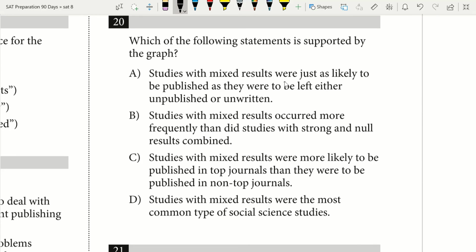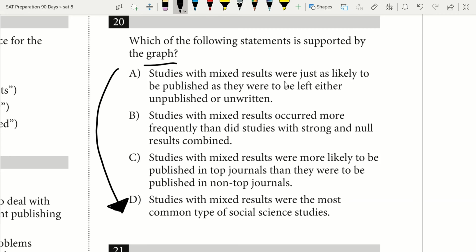Question 20, which of the following statements is supported by the graph? Okay, in this case, I see options A through D are really lengthy, right? So you have a couple of options on how to approach this. There are really two options that I recommend. It doesn't necessarily matter too much which one you pick. You can go either way.